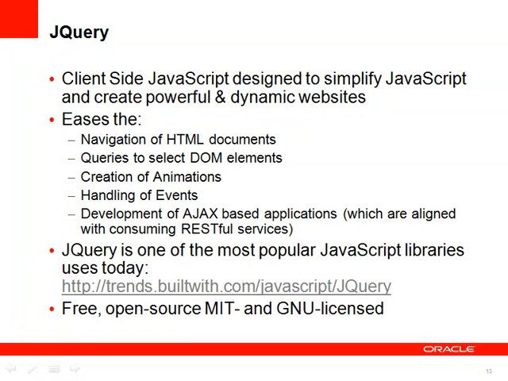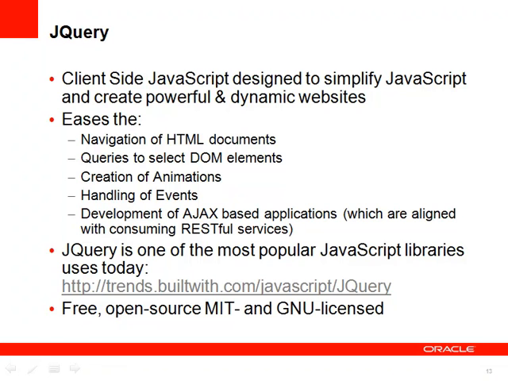So in order to consume the RESTful services that we created with our JAX-RS library, we created a simple jQuery application using Ajax to pull the data that we are interested in displaying. So jQuery is a client-side JavaScript library designed to simplify JavaScript and create powerful and dynamic websites. It's very popular and used today. Many of the websites that you go to for news or sports information use jQuery to provide rich UI interfaces. And you can find some of the websites that use that using the URL specified here.